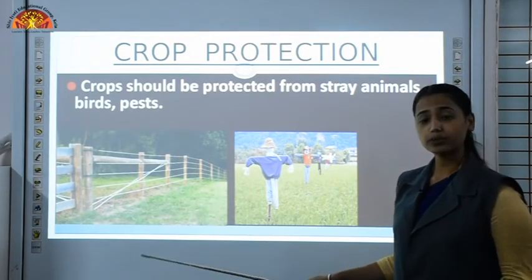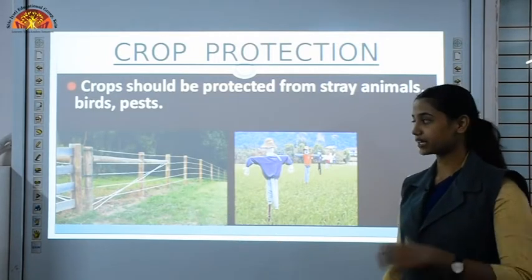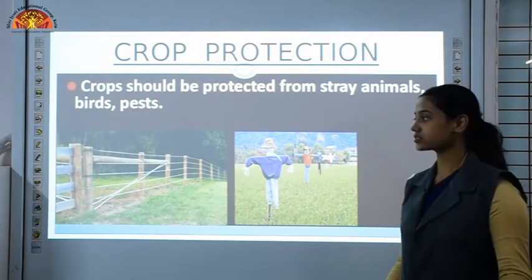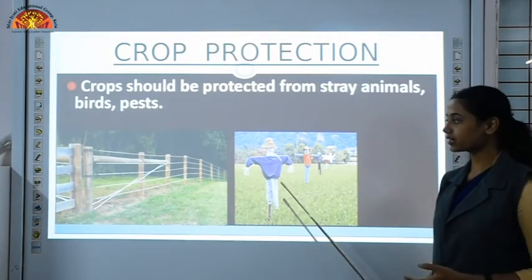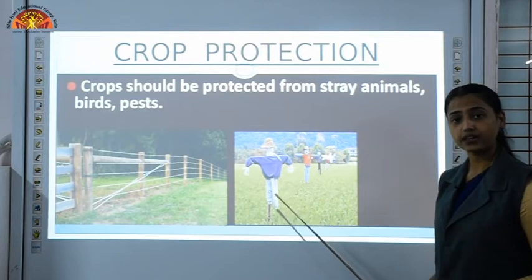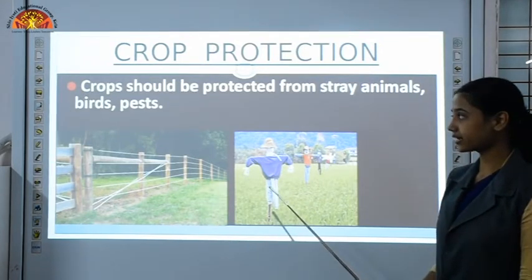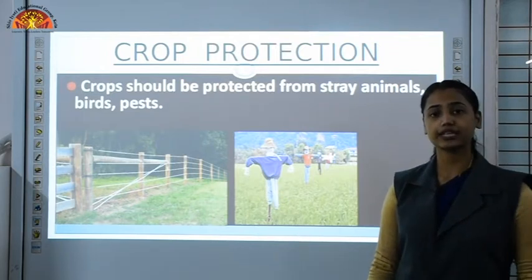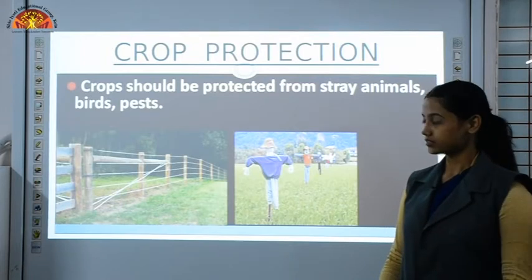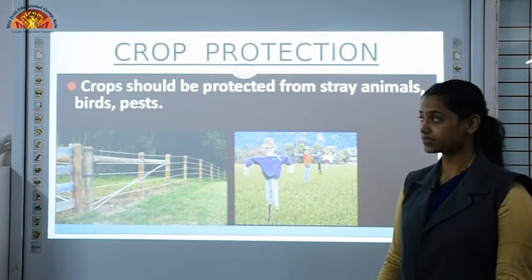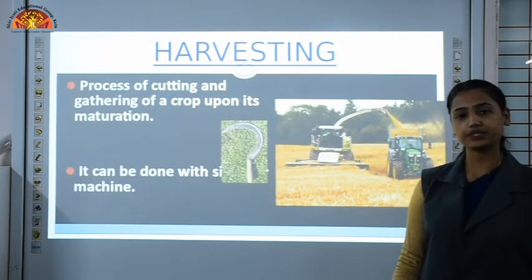Then how can we protect our crops? We can do fencing of our field, means we can make boundaries so that stray animals cannot enter our agricultural field, or we can use scarecrows to scare the birds, crows. And what else can we use to protect our crops? We can use chemicals like insecticides, pesticides to kill insects and pests.